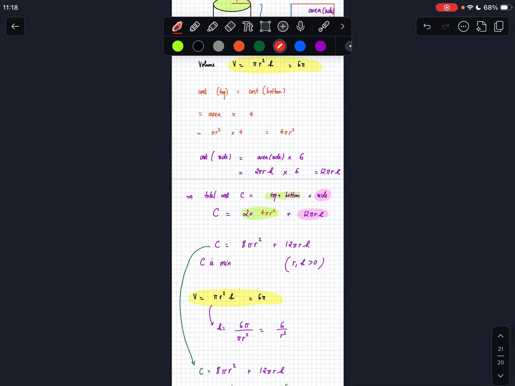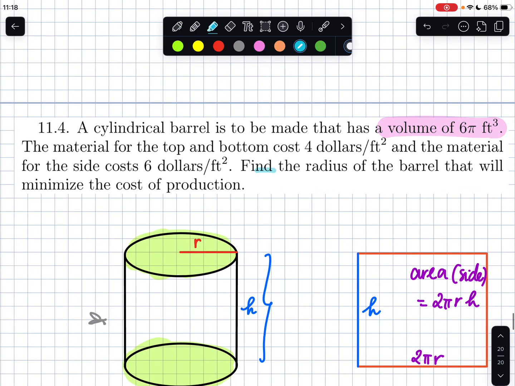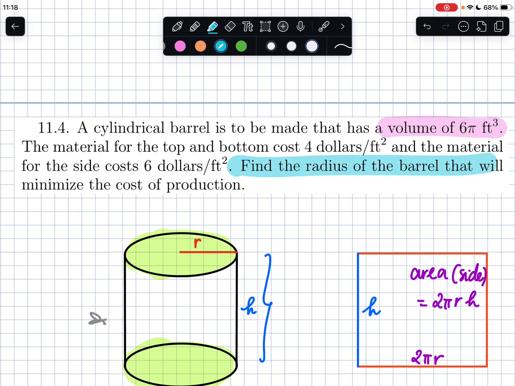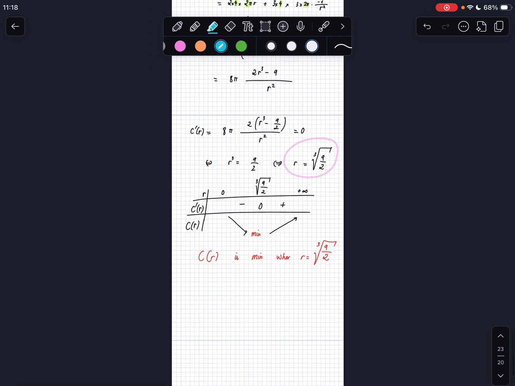See the question: find the radius of the barrel that minimizes the cost of production. So the radius is this. This is our final answer.